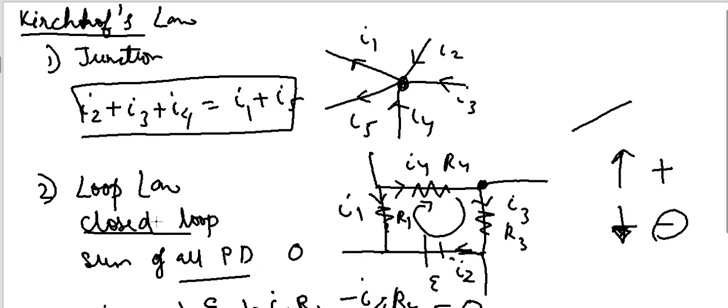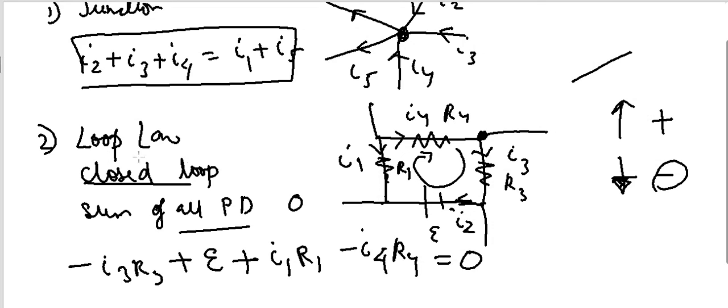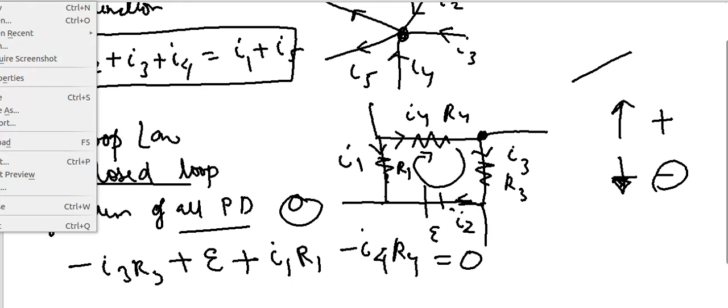Kirchhoff's second law says that in a closed loop, the algebraic sum of all the potential difference across all the elements in a closed loop in a circuit is 0. So with this let us stop now, and in the next video we will see some applications of Kirchhoff's laws and how they help us solve some complicated problems.